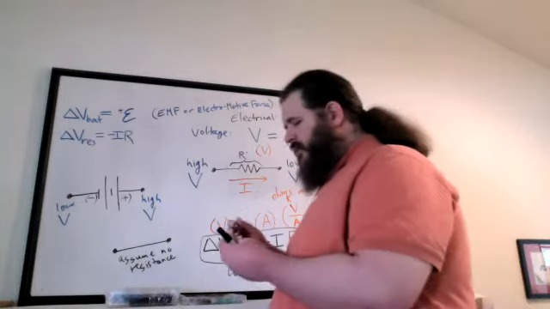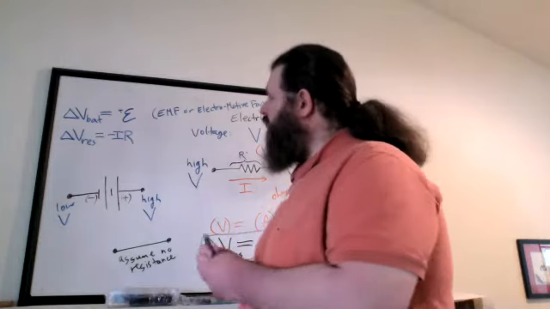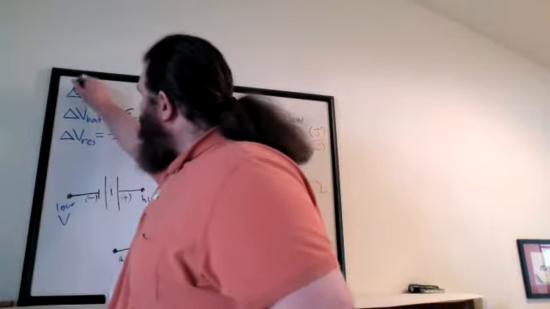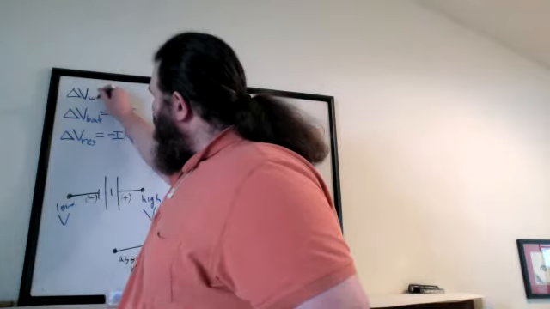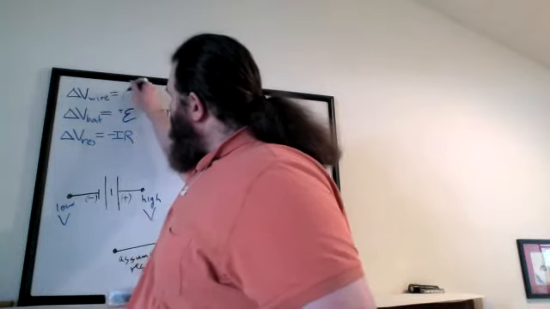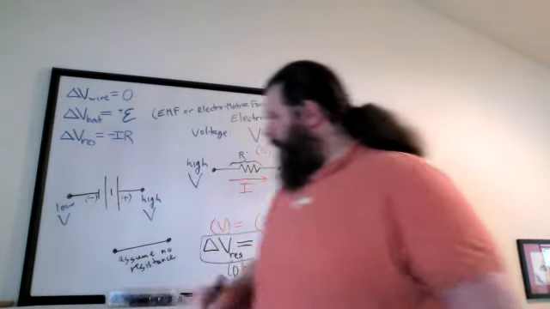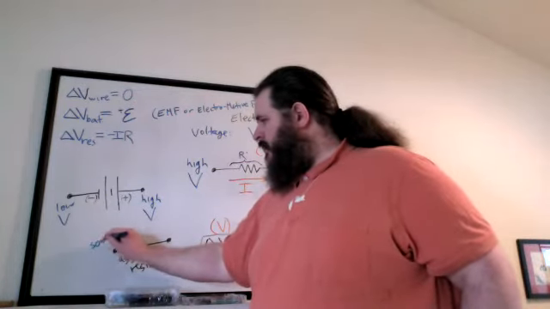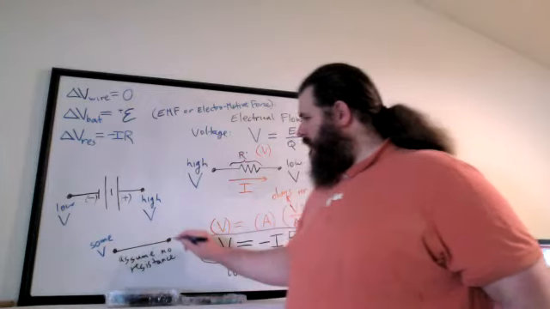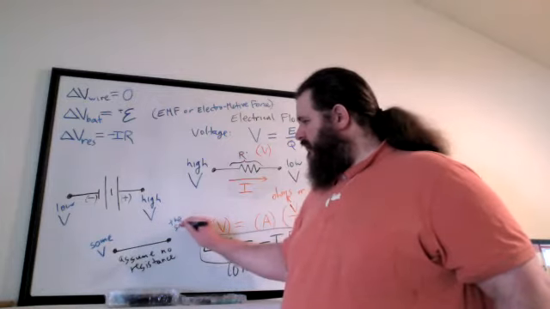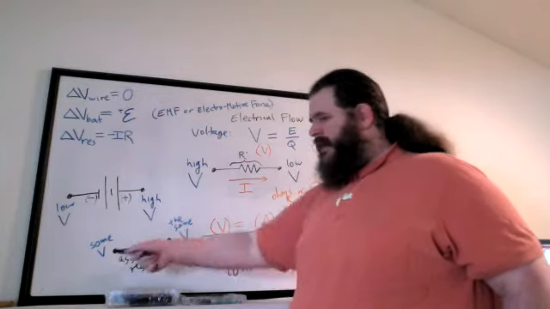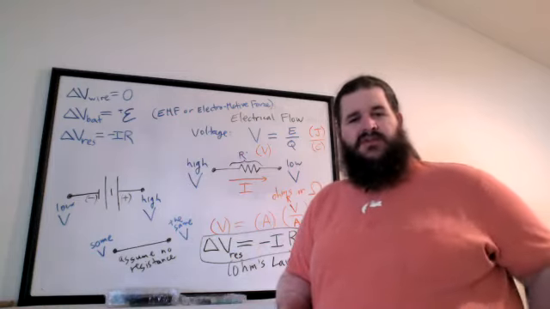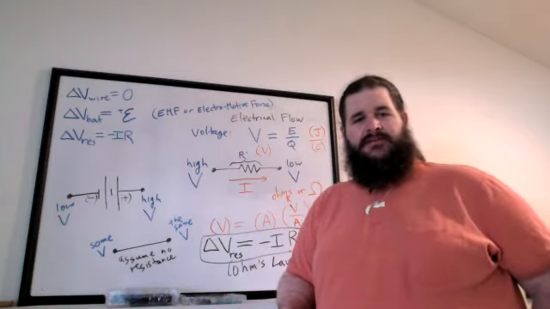So we generally treat the wire as having 0 delta voltage. Delta voltage for just wire is going to be 0. In other words, you've got some voltage on one side, and then on the other side you have the same voltage. Any 2 points that are connected by just wire have to be at the same voltage.